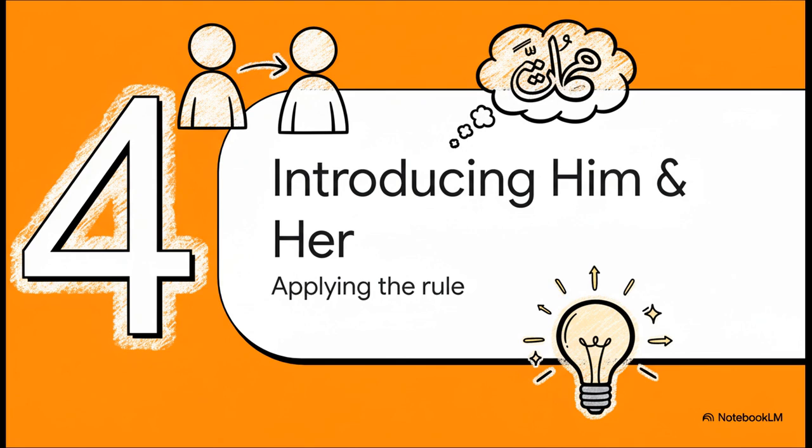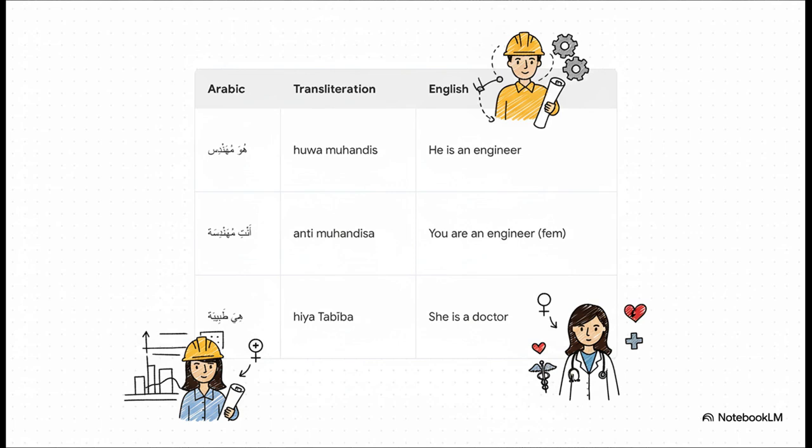Okay, this is where it all comes together. We've got our pronouns, we've got our gender rule. Now let's combine them and start introducing other people, making sure everything matches up perfectly. Let's walk through these. First one, huwa muhandis. He is an engineer. Easy. Huwa is masculine, so muhandis stays masculine. But check out the second one, anti muhandisa.